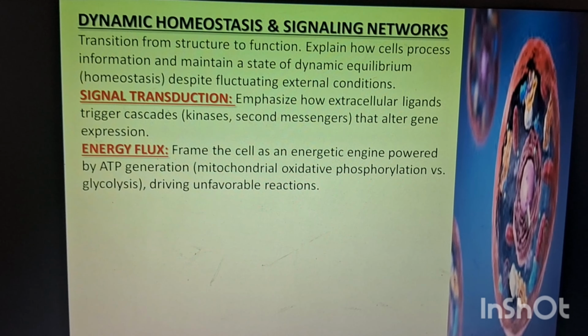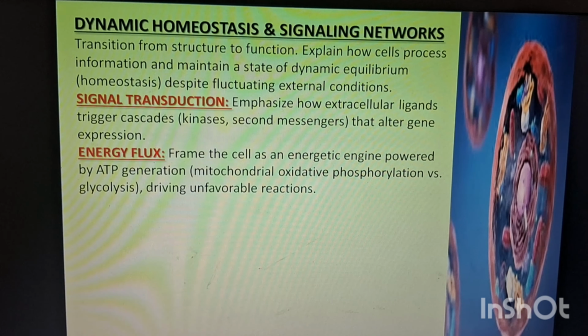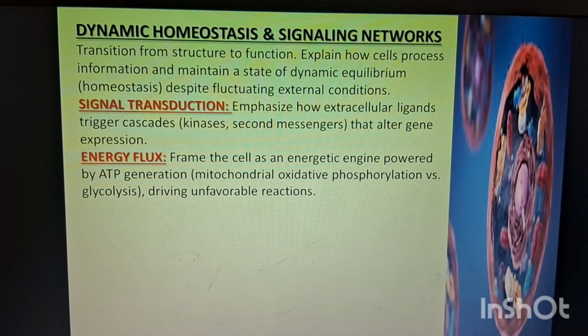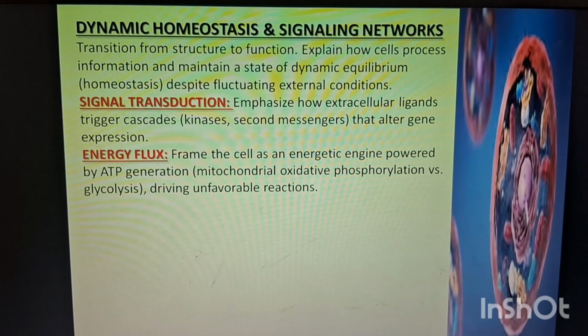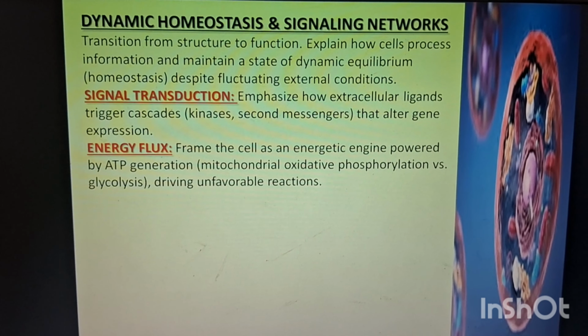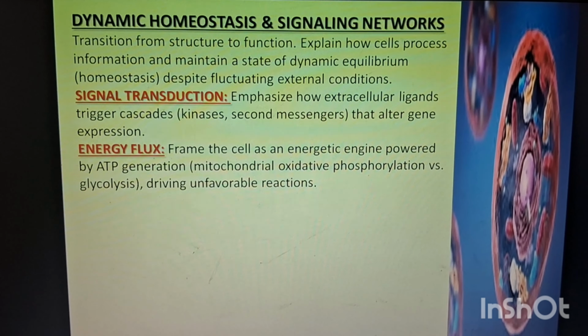And next is energy flux. Frame the cell as the energetic engine powered by ATP generation, that is mitochondrial oxidative phosphorylation versus glycolysis, driving unfavorable reactions. Now the topic has ended.